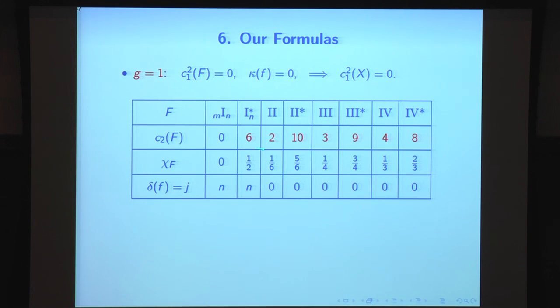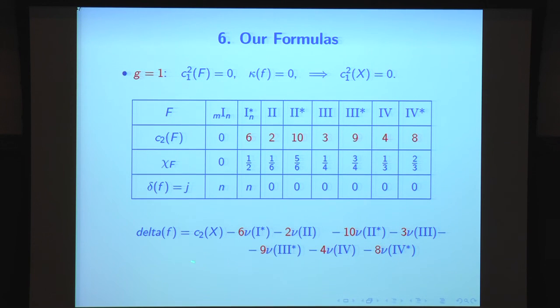So the contributions to the second Chern numbers are integers. This is the local contribution to chi OX. This is the local contribution to the Gieseker invariant, or the modular invariant. So here, delta F is exactly the coefficient here. It's exactly the coefficients in Kodaira's formula.